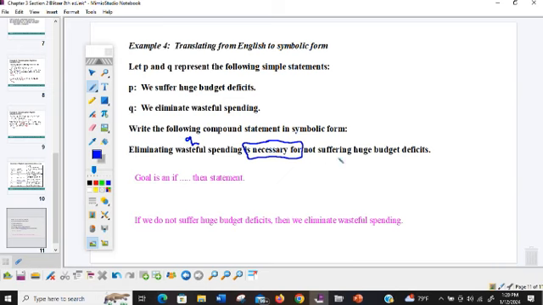And then not suffering a huge budget deficit. Well, this is we suffer. Not suffering would be not P. So we want to do this as an if-then statement. So when we turn it around, we would say, if we do not suffer huge budget deficits, then we eliminate wasteful spending. And that would be the exact same thing.